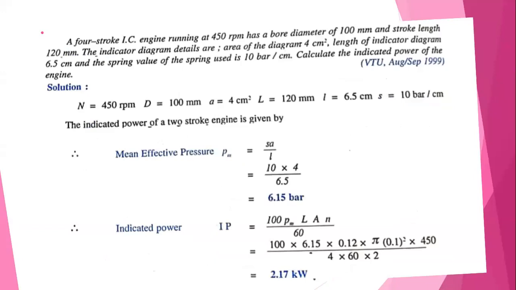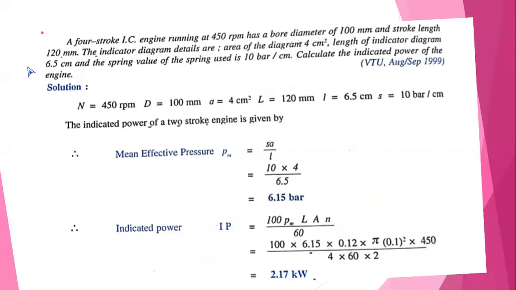Next, come to the point. One more problem. All of you write down: a four-stroke IC engine running at 450 rpm has a bore diameter of 100 millimeter.